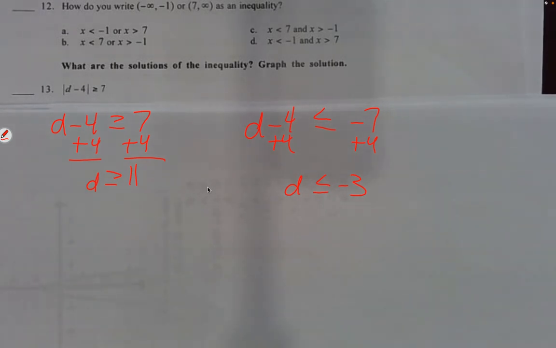Okay? And then it was just a graph. So we've got negative 3 going this way and starting at 11 going that way. Closed circles because of that right there. Closed circle. Okay, because of the equal part. On both of them. Okay, are we good with that one? Yeah?